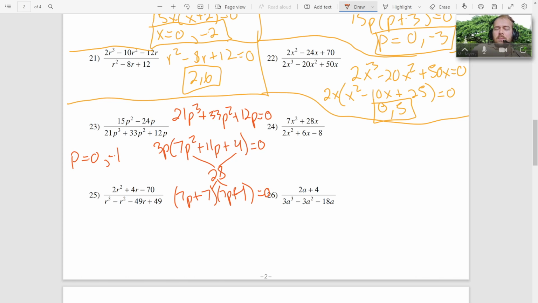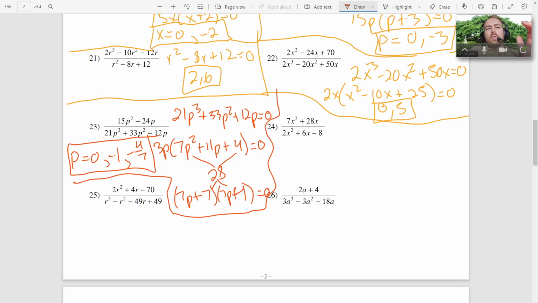And then for this one, 7P plus 4, I would subtract 4 on both sides and then divide by 7, so that's -4/7. Ooh, okay, that was a doozy. For sure. And there we go. Okay, so to recap, on 23, it was just like 22 at first.